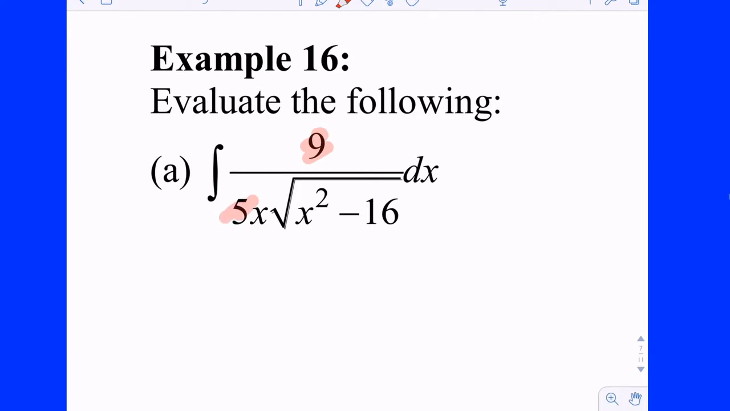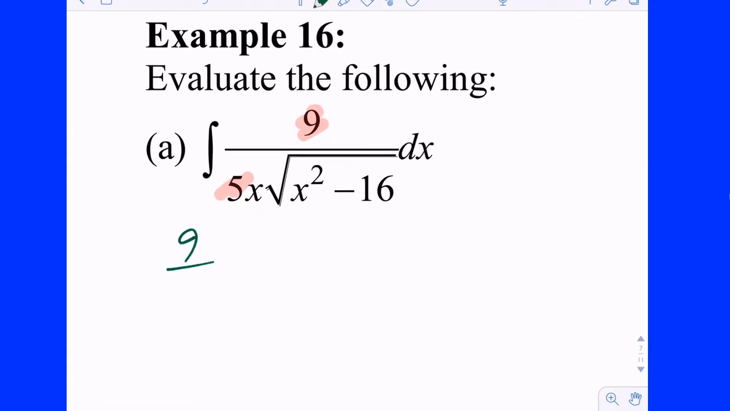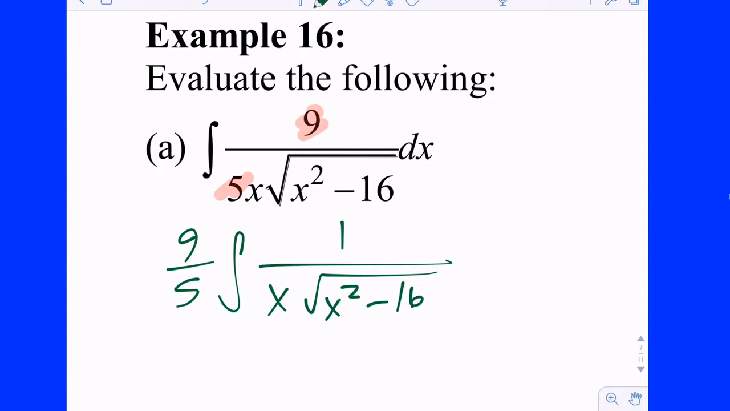Is there anything we can pull out front, constant multiple-wise? 9/5. Good. I love having windows. Okay. There you go. The inside function you could call, going through your mental flow chart, x squared minus 16, right? It's inside the more interesting factor. What's the derivative of x squared minus 16? 2x. Are we only off by a 2?